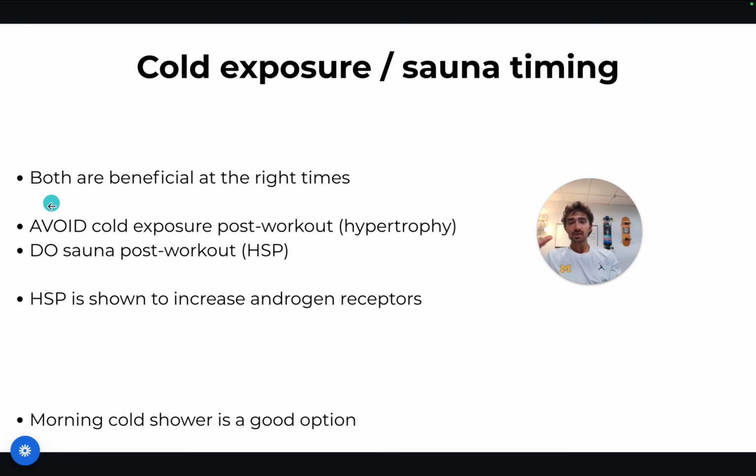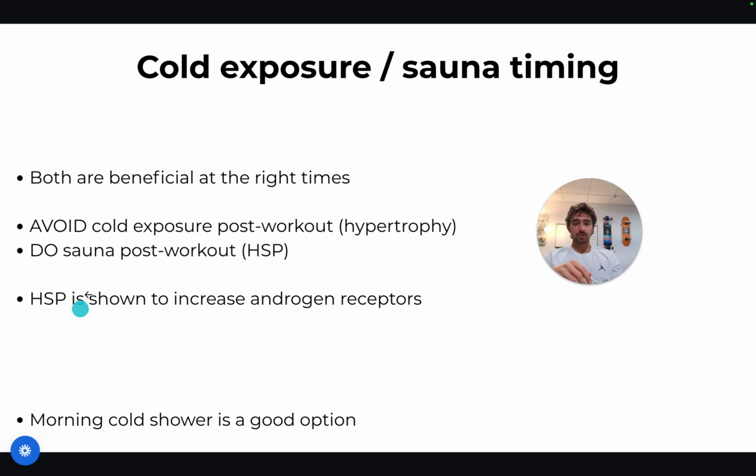So avoiding cold exposure post-workout is going to be good for hypertrophy, but then you do want to have sauna post-workout. So you're going to send a heat shock protein to the body, and then heat shock proteins are shown to increase androgen receptors as well. So a little bonus topic there. If you're into optimizing for the hormones, testosterone, androgens, something that I'm really big into as well. So really good benefit for that.